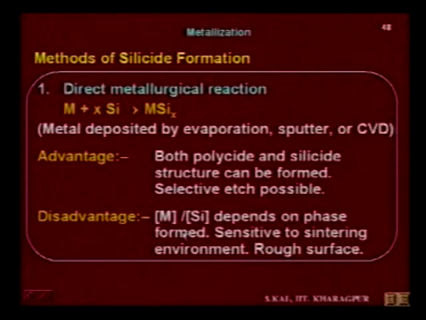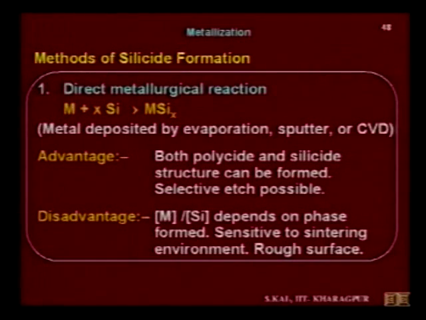Silicide undergoes different phases. For example, in the case of titanium silicide, TiSi2 has the lowest resistance, that is titanium disilicide. It may form TiSi, Ti2Si, like that. That means the metal and silicon molar ratio may be different. It depends on which phase is formed. There are different phases of silicide. Out of that, some phases have the lowest resistivity, and that is used for metallization purposes.